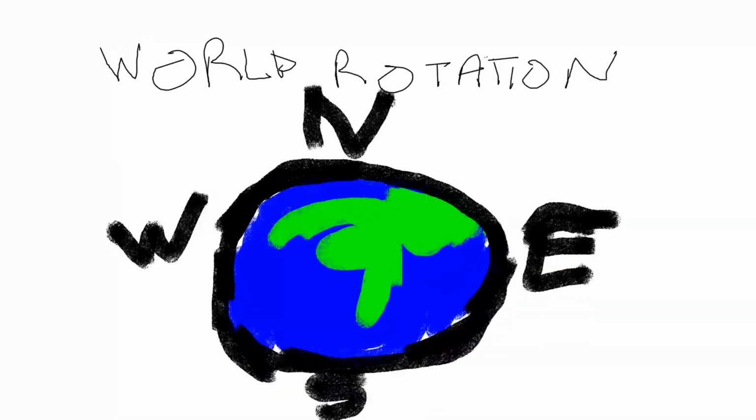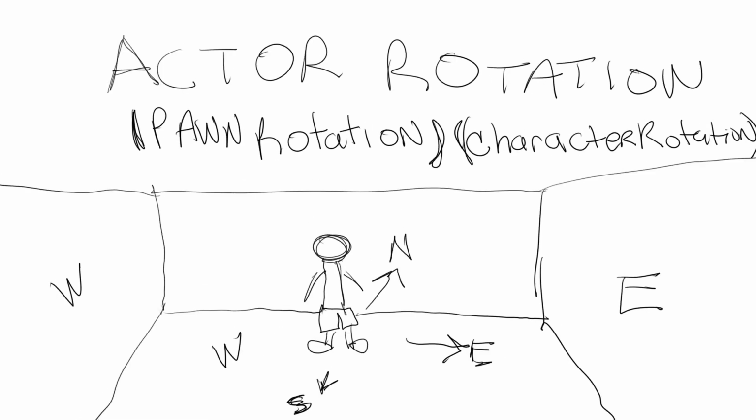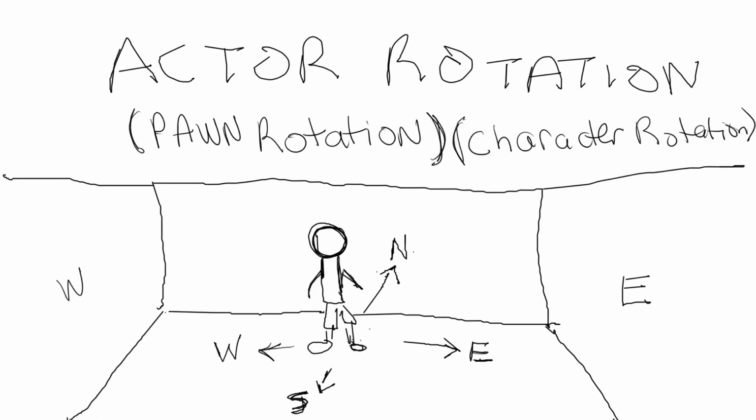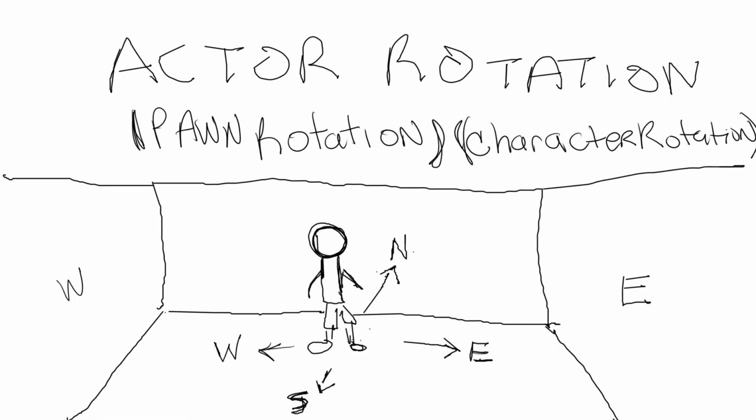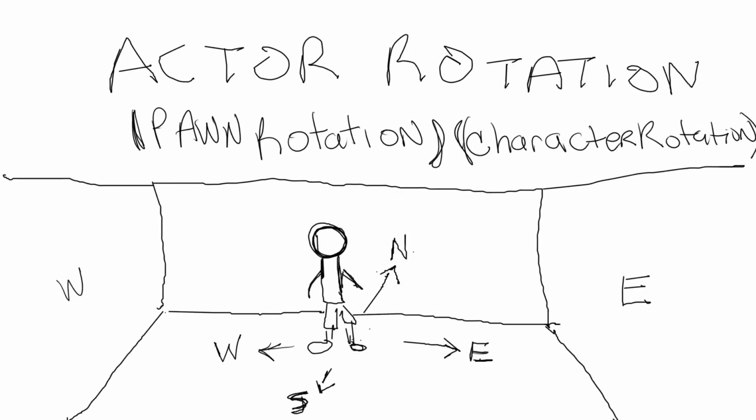Then we have the actor rotation. The actor rotation is the rotation of a particular actor object. So when you talk about the actor rotation, you're also going to be talking about the pawn and character rotation, because they are the children of the parent class actor. So when you talk about actor rotation, you can be talking about your character itself.